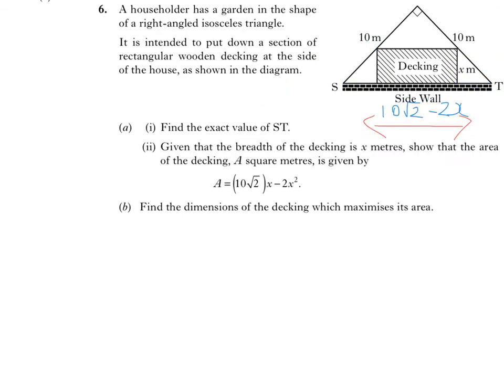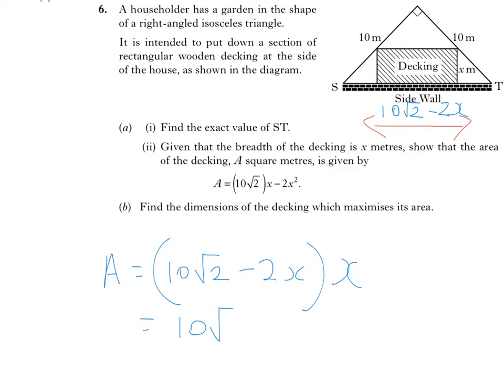Now, to find the area of the decking, it's length times breadth, and that's now pretty straightforward. So the area will be given by 10 root 2 minus 2x times x. If I expand that out, that's 10 root 2 x minus 2x squared, and that's the result that I was looking for.